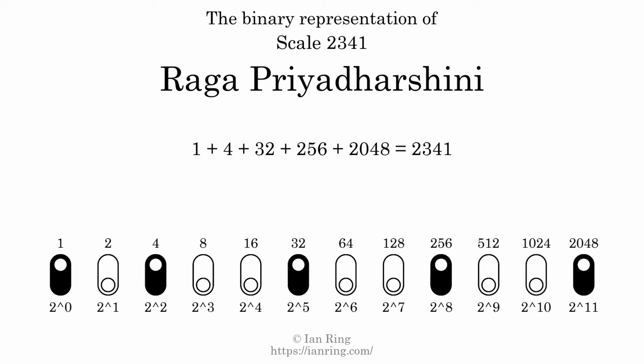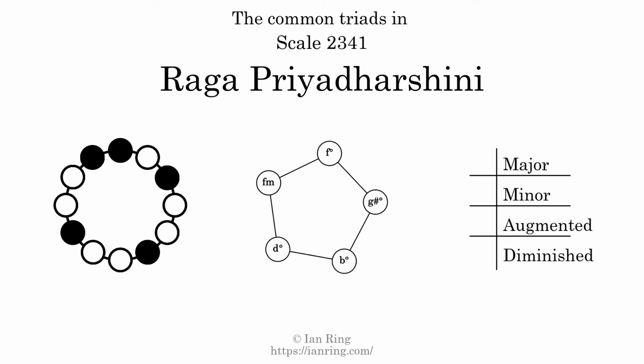2341. The scale number not only enumerates the scale with a unique index, but it also literally describes the tonal content of the scale. Represented as a binary number in base 2, the scale number is 1001001001001. Here are the common triads present in this scale.